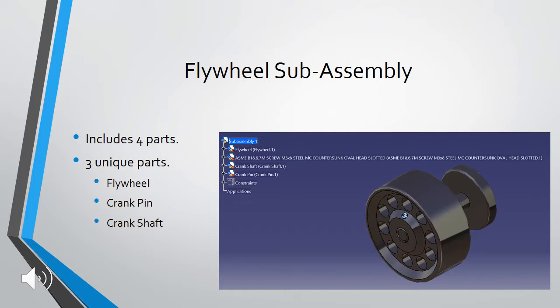For our first subassembly, we have the flywheel subassembly. The flywheel subassembly consists of 4 parts, with 3 of the parts being unique: the flywheel, the crankpin, and the crankshaft. We connected both of these parts through the main shaft with coincident constraints. Then we offset the flat face of the flywheel to the main shaft of the crankshaft.